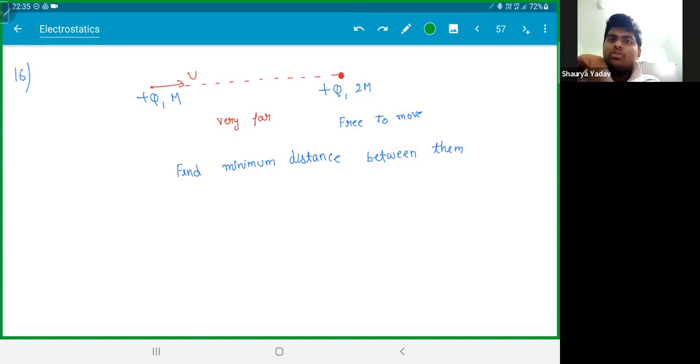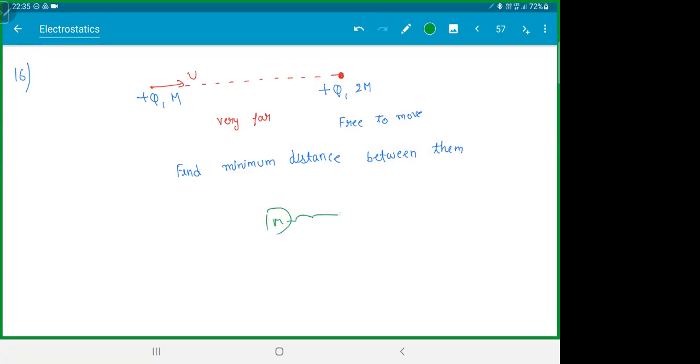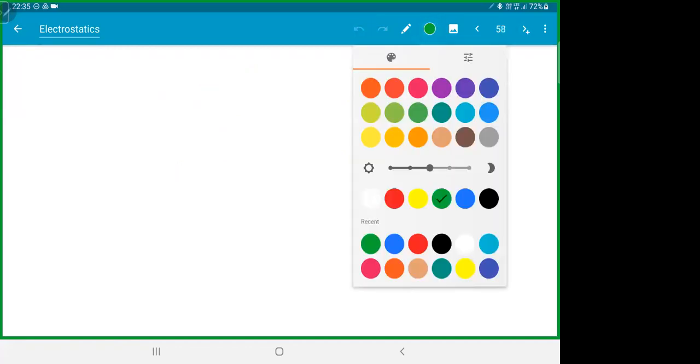V relative is 0. V relative is 0, isn't it? Doesn't this look like a two blocks and a spring problem? The only difference is that here, instead of a spring, there is an electrostatic repulsion. So when you get minimum distance, what should be the velocity? Think about it. If the guy behind you is going faster than you, the distance will become smaller. If you go faster than the guy behind you, the distance will increase.